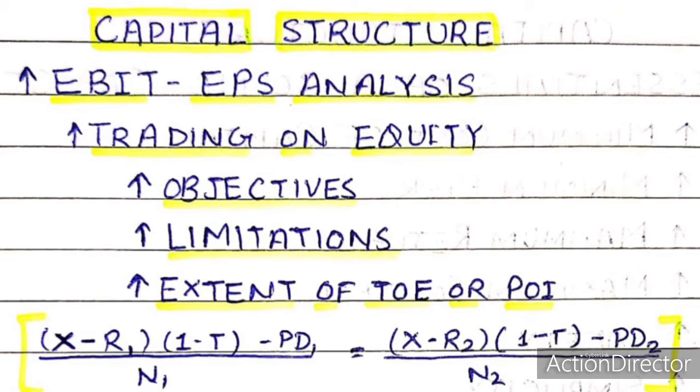Number 2, increase in rate of dividend. The second objective of trading on equity is to increase the rate of dividend to equity shareholders as adoption of the policy magnifies the profit of the firm.